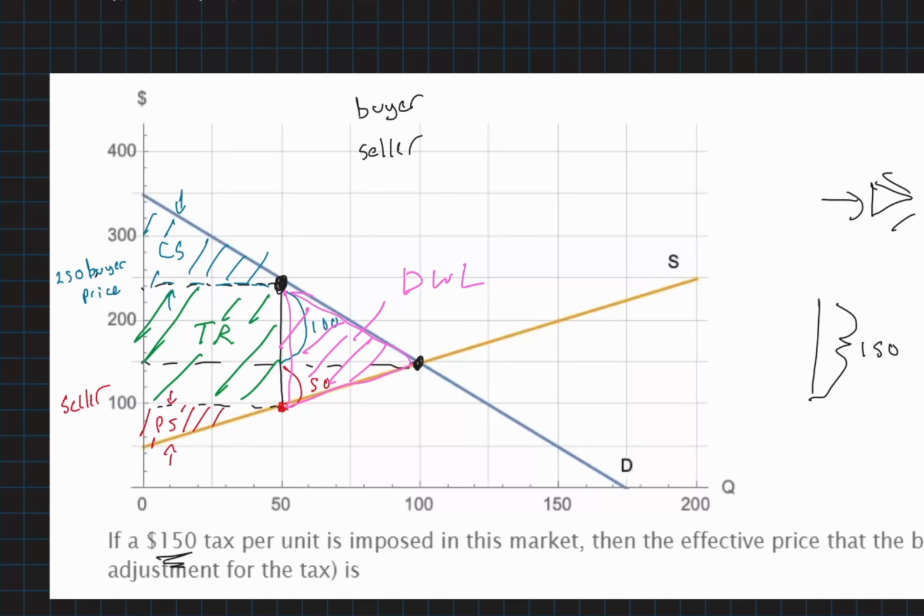And so if we ask you any one of these questions, can you find what the buyer price is, can you find what the seller price is, can you find the consumer surplus, the deadweight loss, the tax revenue, and the producer surplus? If you can do that, you're in great shape.